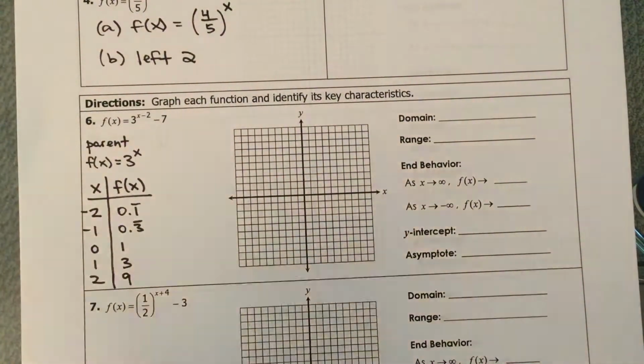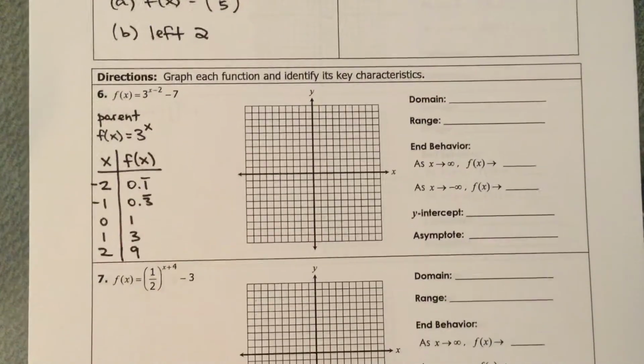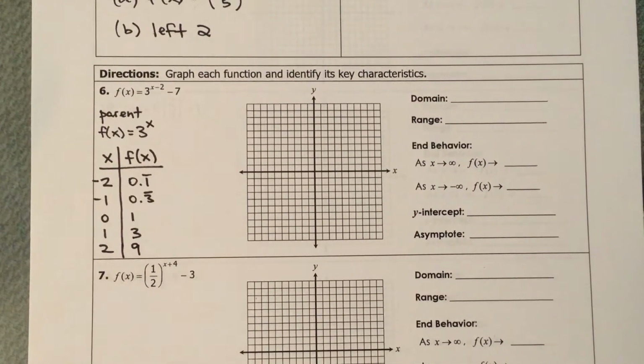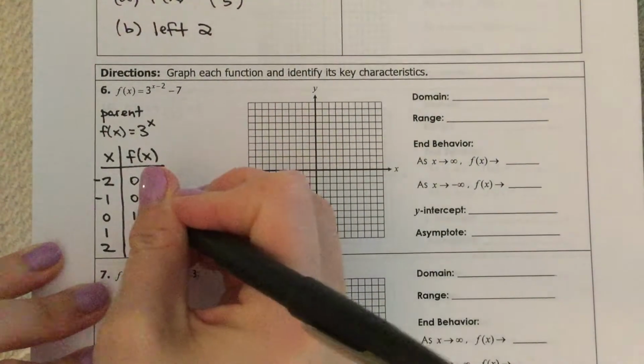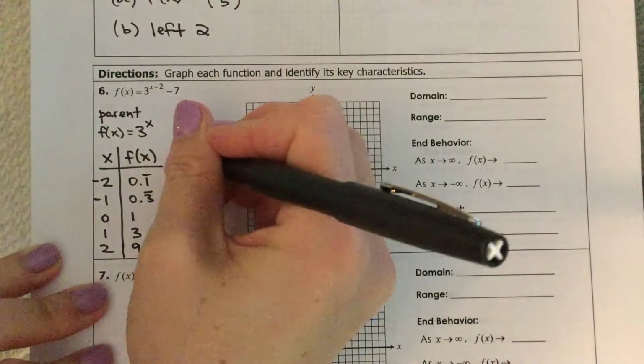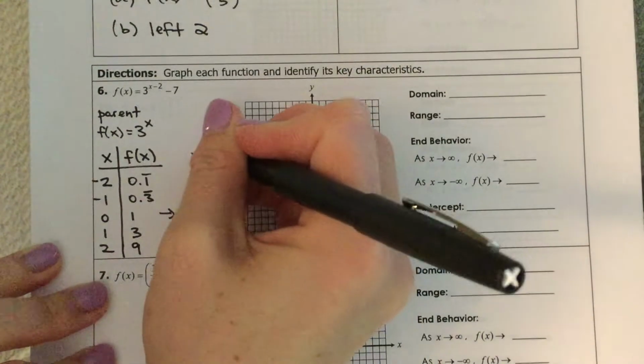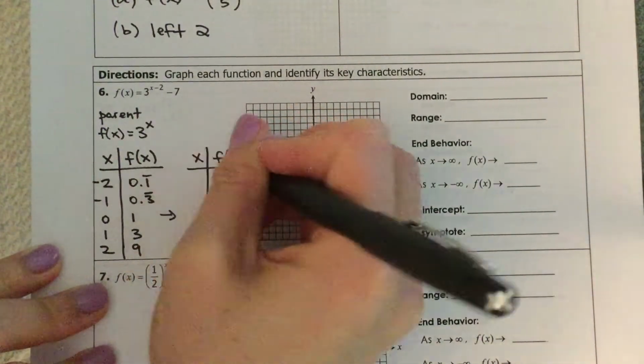All right, so your parent function points never, ever, ever get plotted. Your parent function is just to help you plot the new function. All right, so it works like this. I'm going to set up my new table for my actual equation that I'm supposed to be plotting.